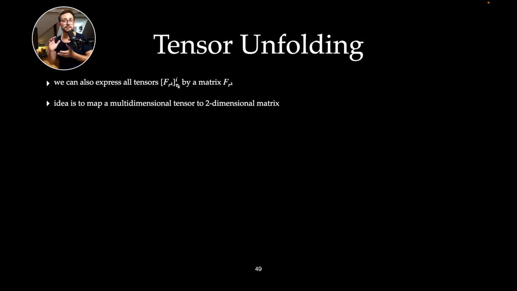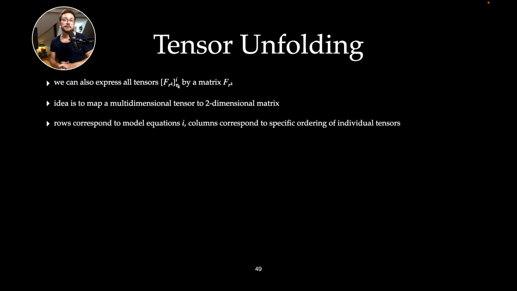Okay, so remember, for three-dimensional arrays, which was a book, how do I get rid of this third dimension? I could rip out all the pages and put them right next to each other. Then I would only have two dimensions. So you have to think about how you reorganize the numbers. How do you map a multidimensional tensor to a two-dimensional matrix?